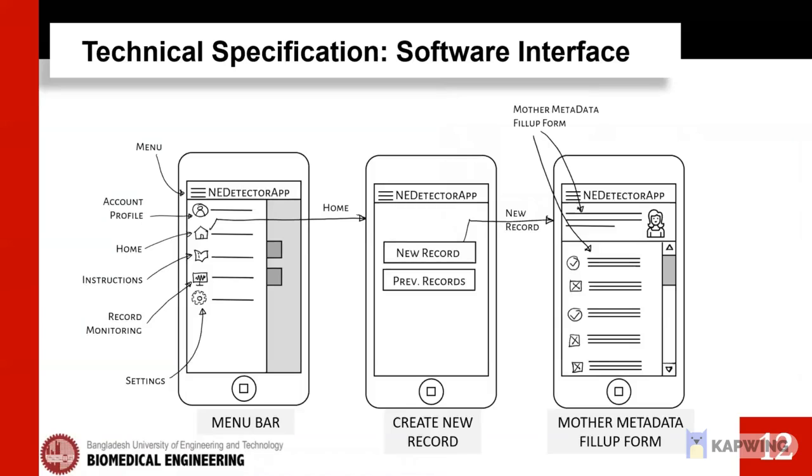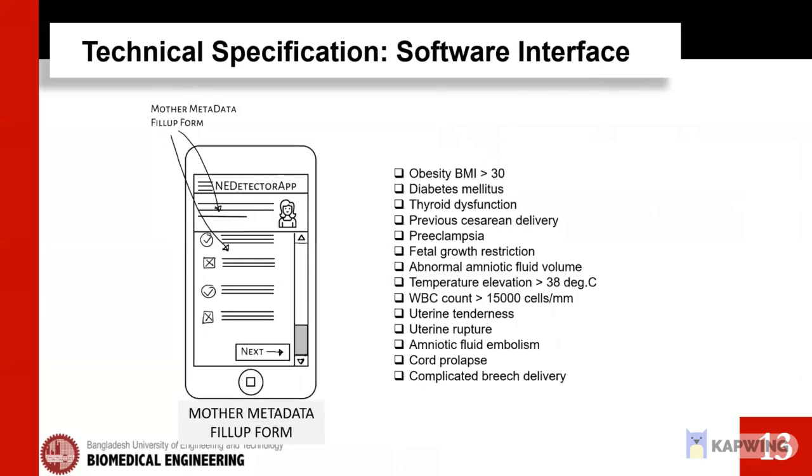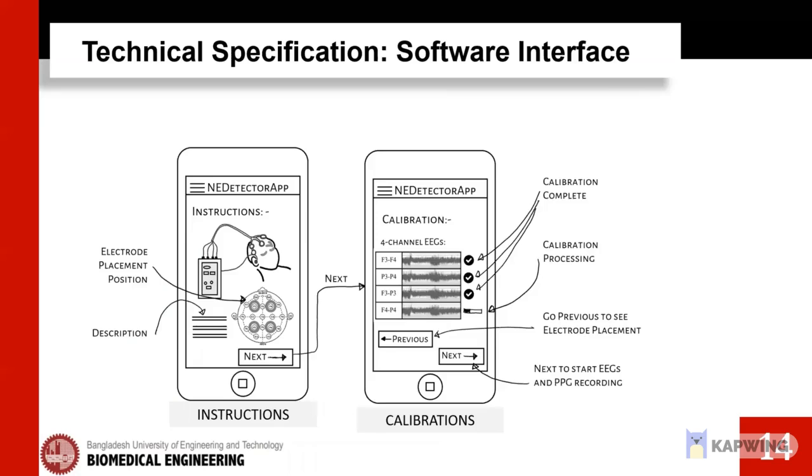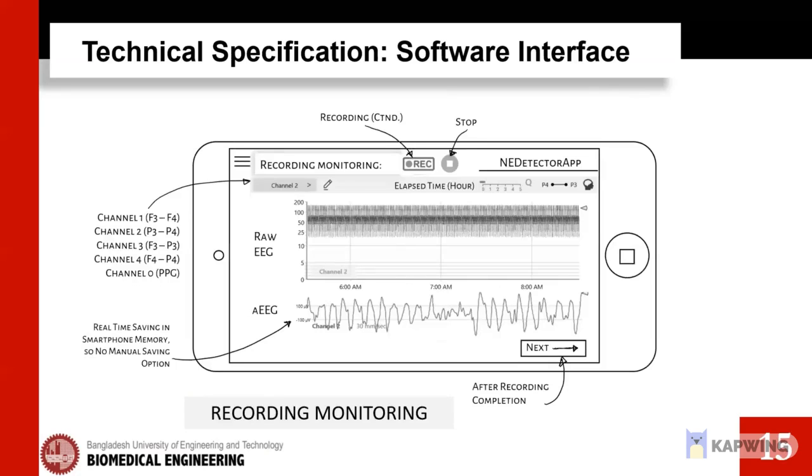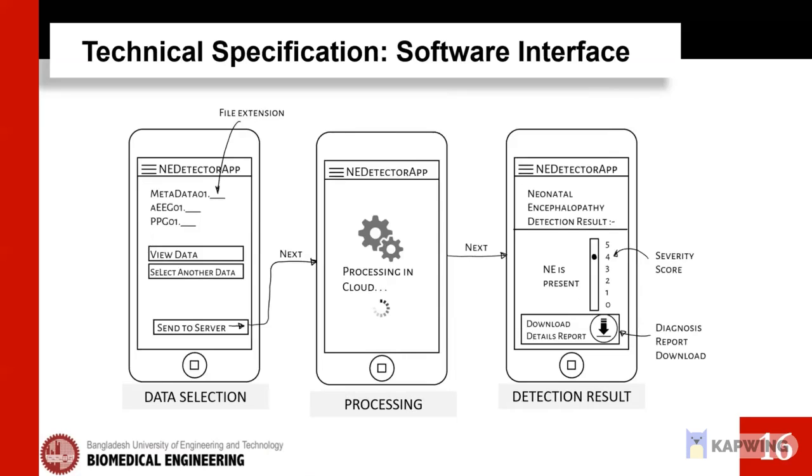I'd like to illustrate this point by showing you from the menu bar, the Home tab will allow you to create a new record. It will start from the mother metadata fill-up form. This is the mother metadata which has to be selected if the relevant conditions are available, like obesity, cesarean delivery, etc. There will be instructions, calibration systems, and then EEG and PPG data recording will be started and a live graph will be visible. After cloud server and processing, encephalopathy detection and severity scoring will be visible, and the verified medical report can be downloaded. Now, Nafisa will continue the presentation from here.